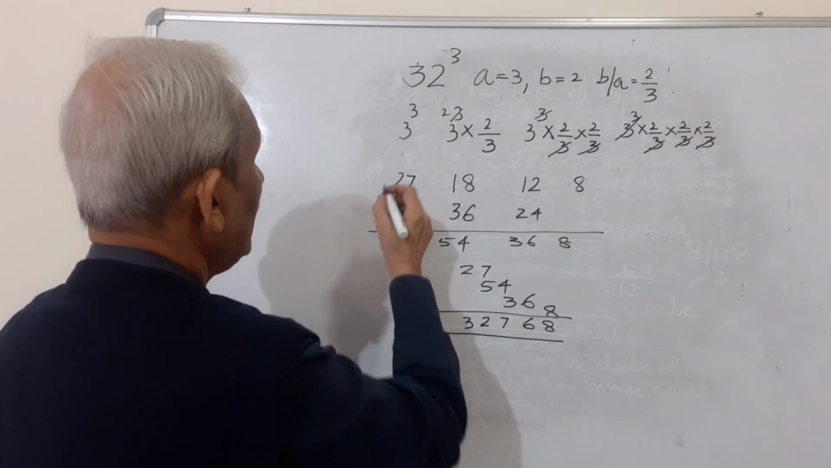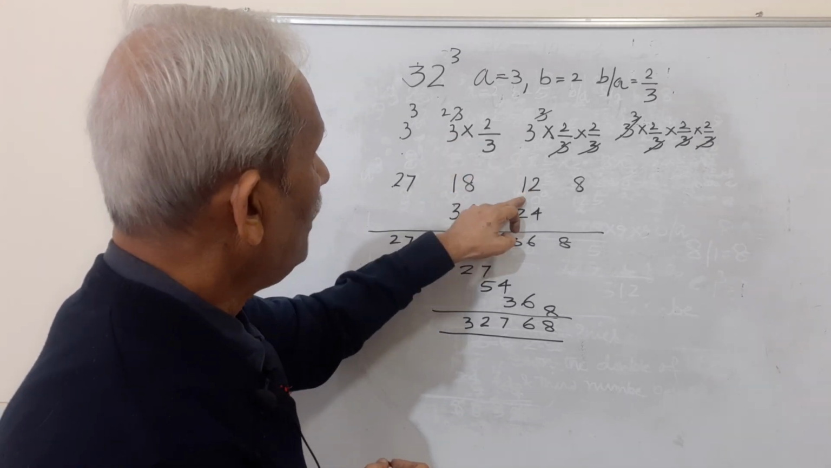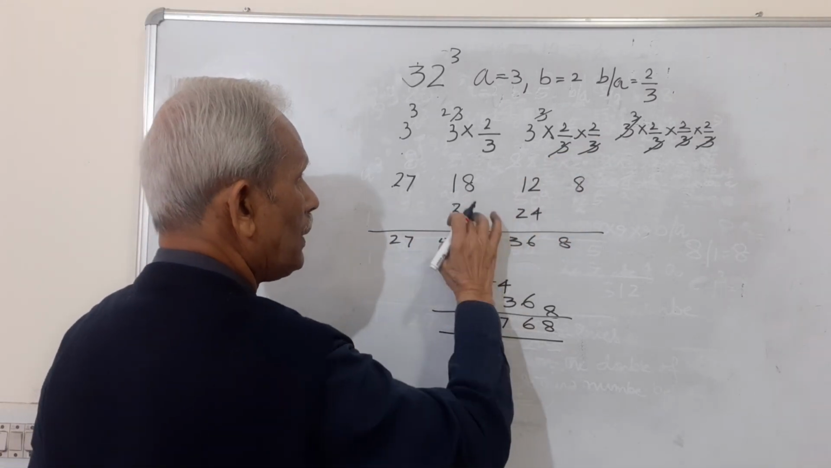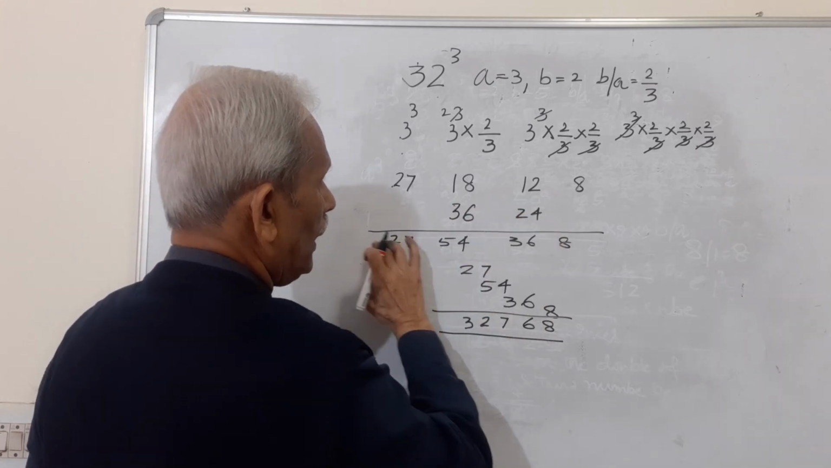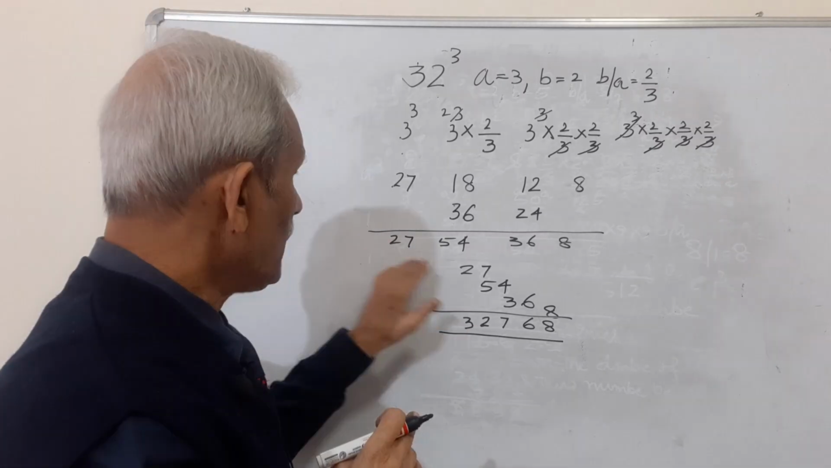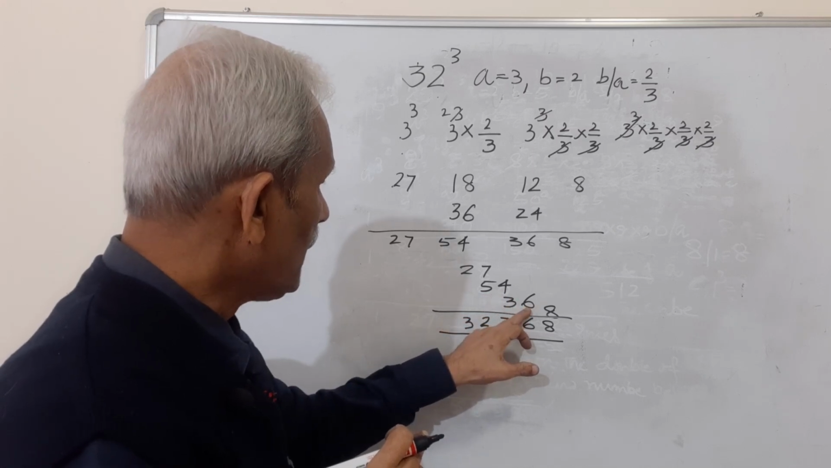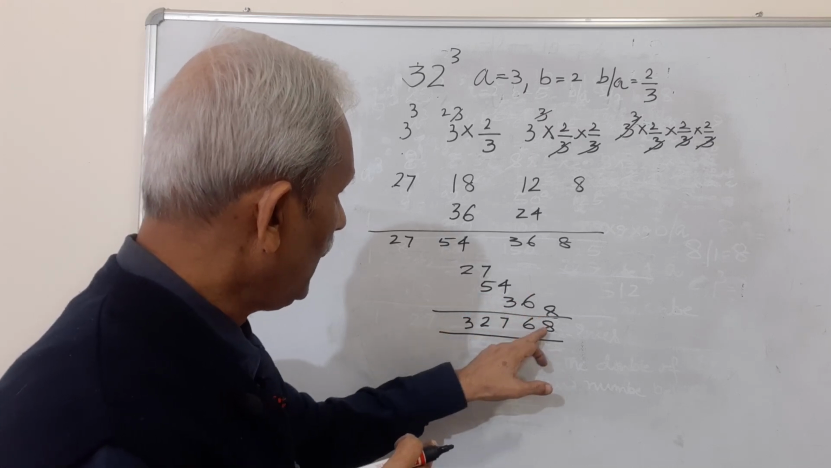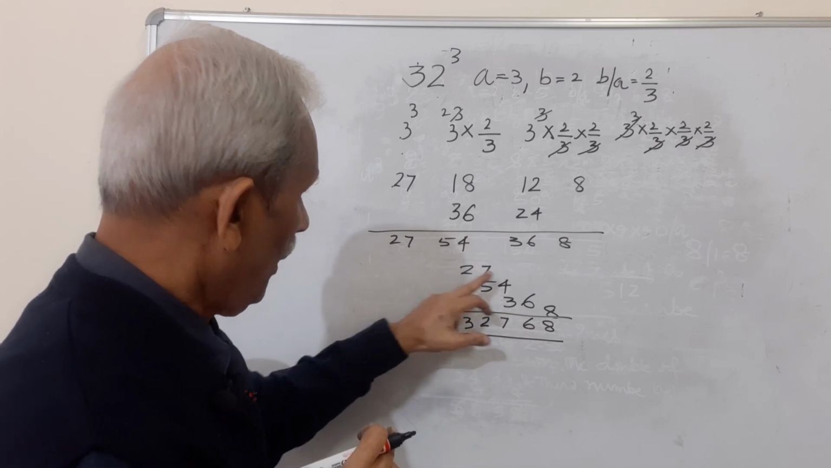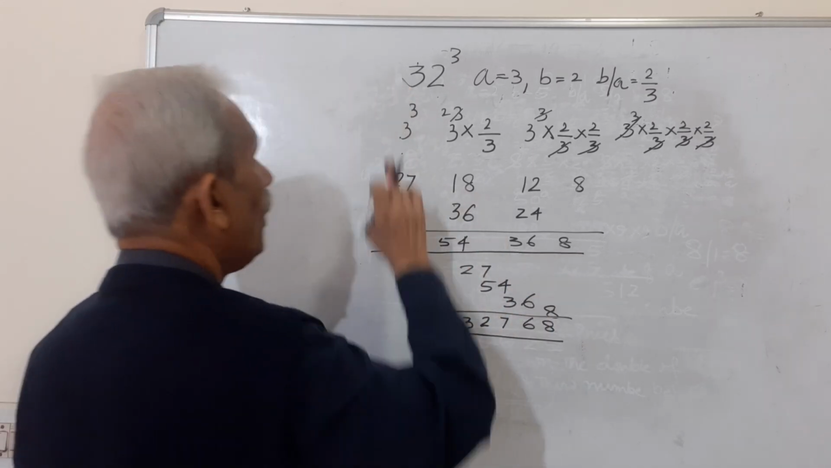Now calculate. a is equal to 3, cube is 27. 3 into 2 by 3 calculation, 18. It becomes 12. It becomes 8. Then the next step is an important step. The second and third numbers are to be doubled. So 18, 36, 12, 24. Now place these numbers shifted by one space. 27, 54, 36, 8, each shifted by one space. Now add: 6, 7, 2, 3, 2, 7, 6, 8. That is the cube of 32.